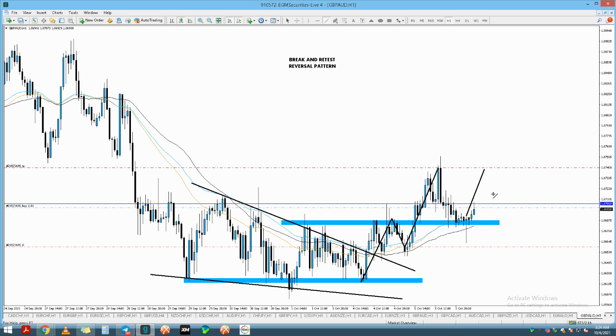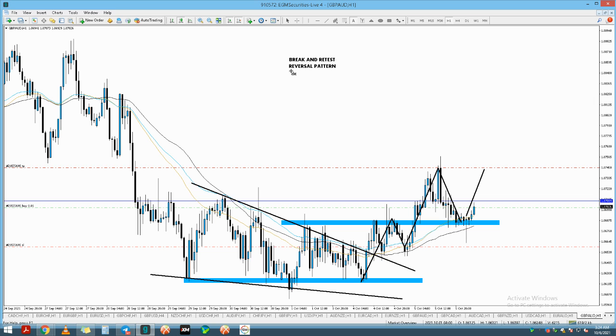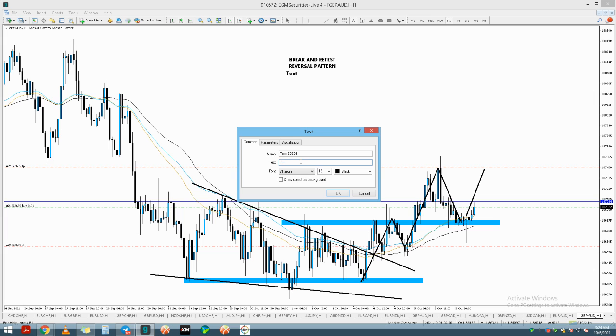Then we get a retracement to this level that has just been broken. So already we get price making higher highs and higher lows. We could write here that we're getting higher high and higher low, using initials.